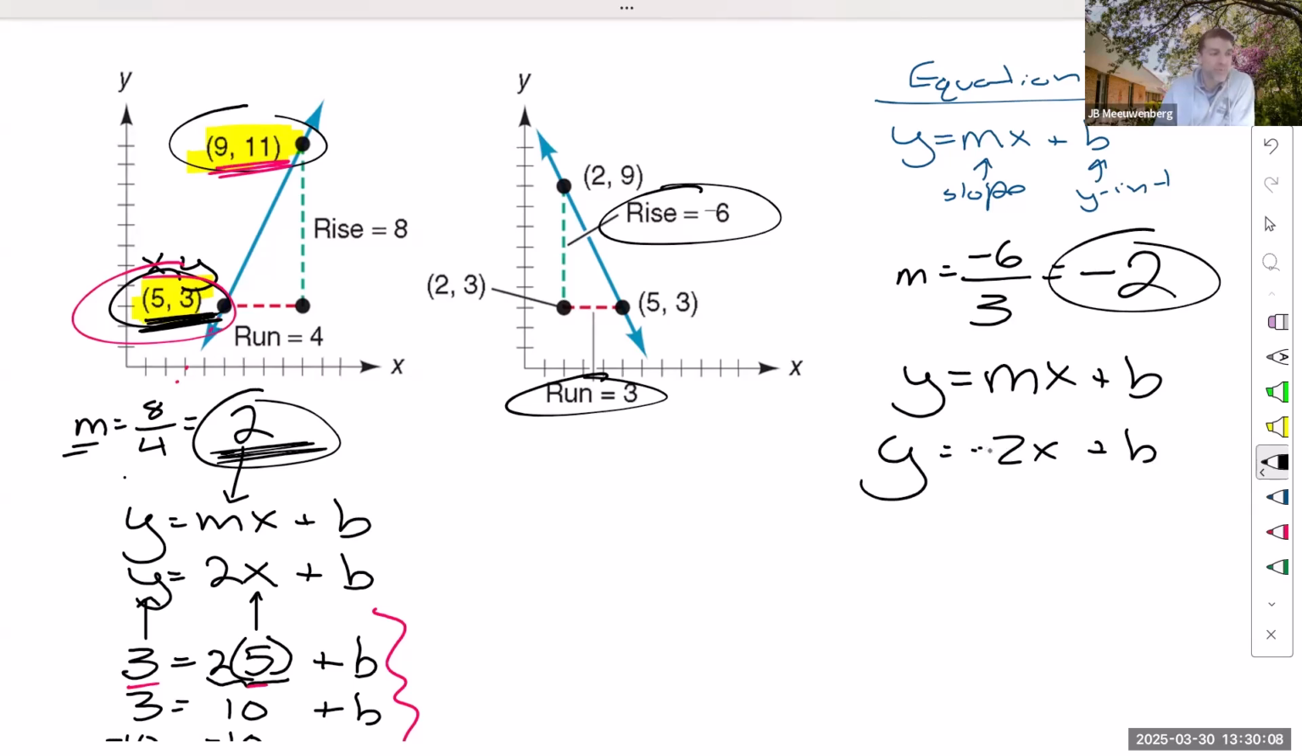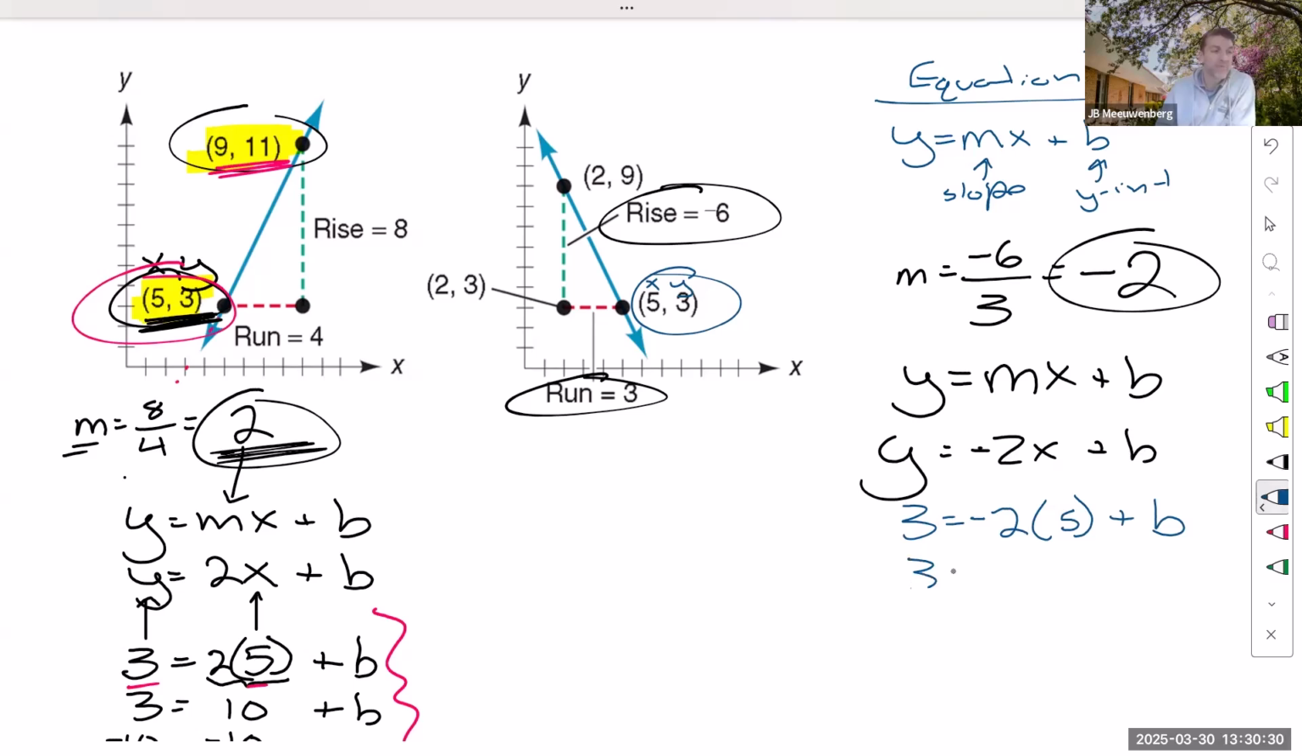Let's make my negative a little bigger. But we need to find b. The way we do it is we use one of these 2 points. I'll use 5 and 3 again. X is 5, y is 3. 3 equals -2 times 5 plus b.